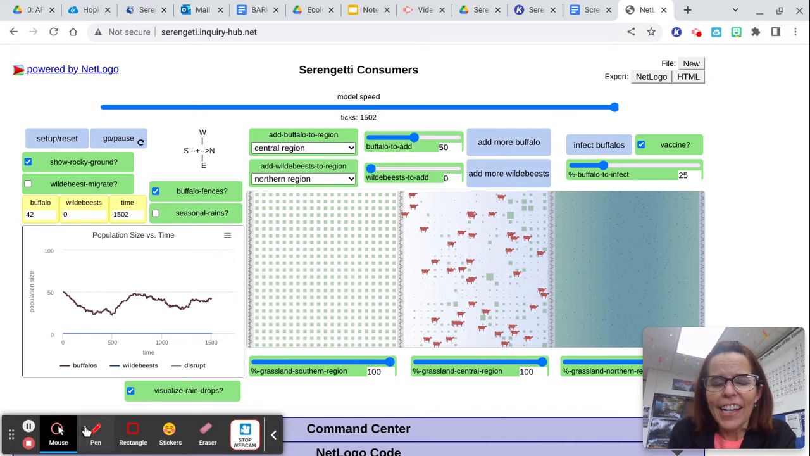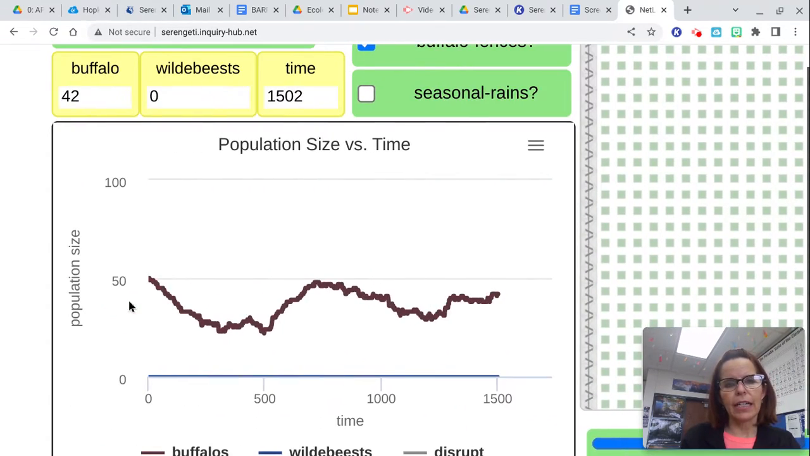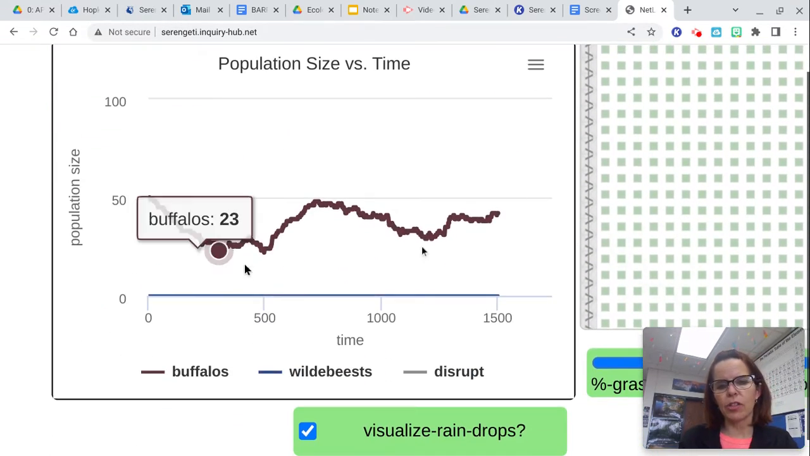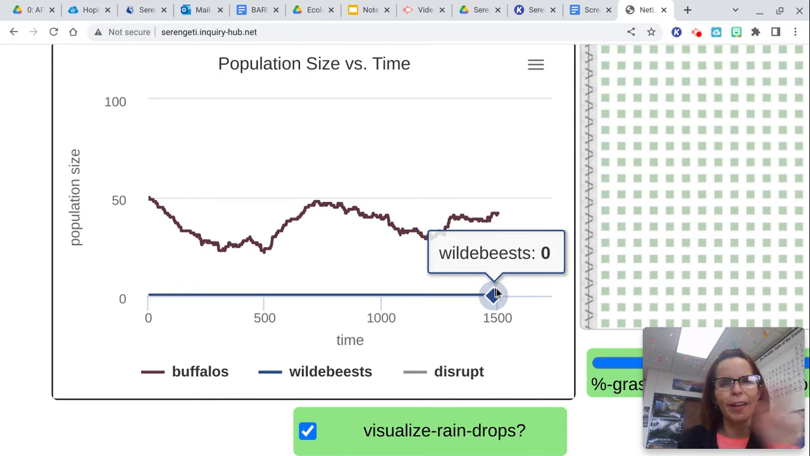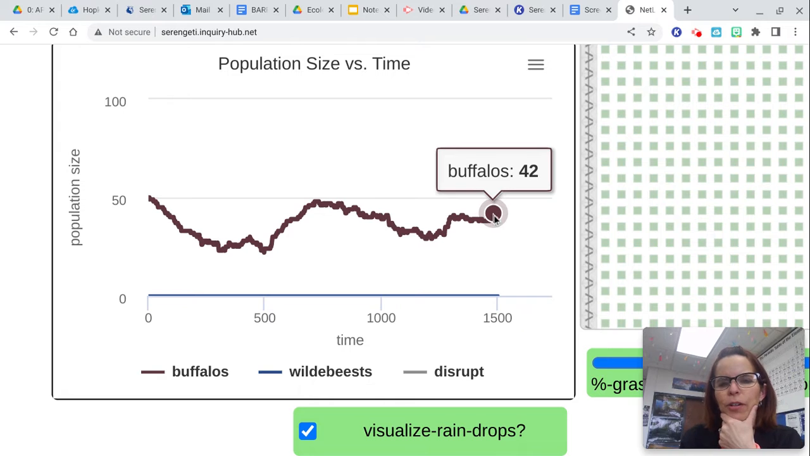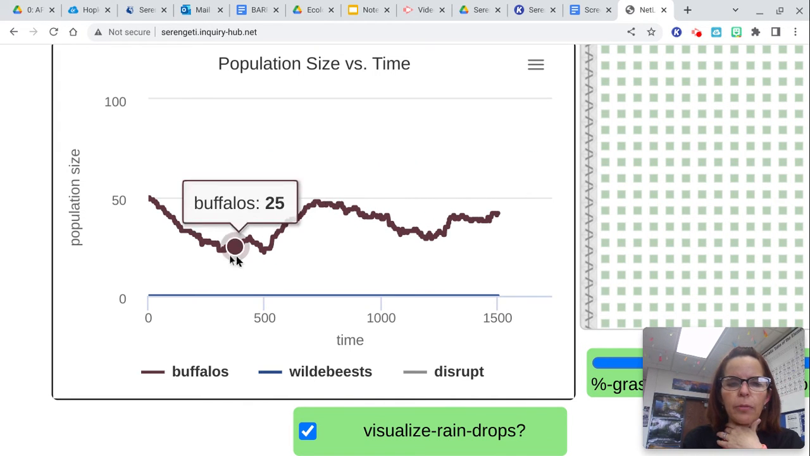Okay, I'm back here. I've waited until the time 1500, so I want us to kind of focus in on this graph here to see what has happened during the time. So I waited all the way until time 1500. Ignore the wildebeest. We don't have any wildebeest in this simulation. So if I run my cursor over the numbers, we can see kind of what the numbers are.